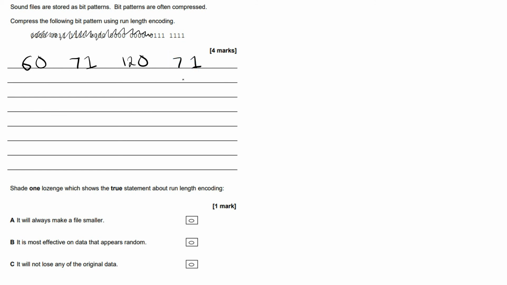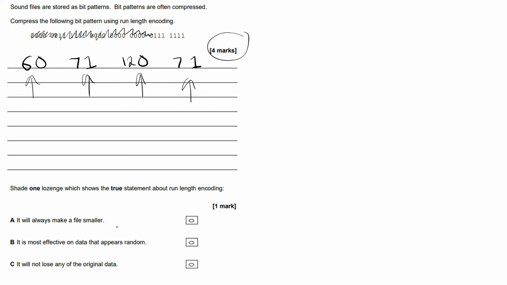So that is the compressed version using run length encoding. And I get 4 marks there. So I'd imagine I'll get 4 marks for each one of those being correct. Now I've got shade 1 lozenge, which shows the true statement about run length encoding. So look at all 3 to figure it out.